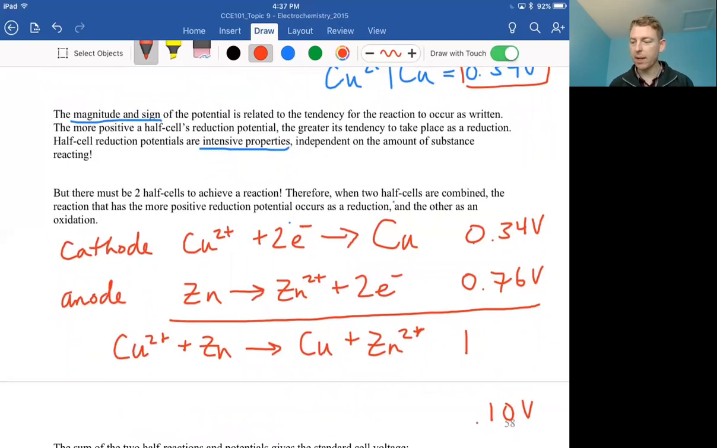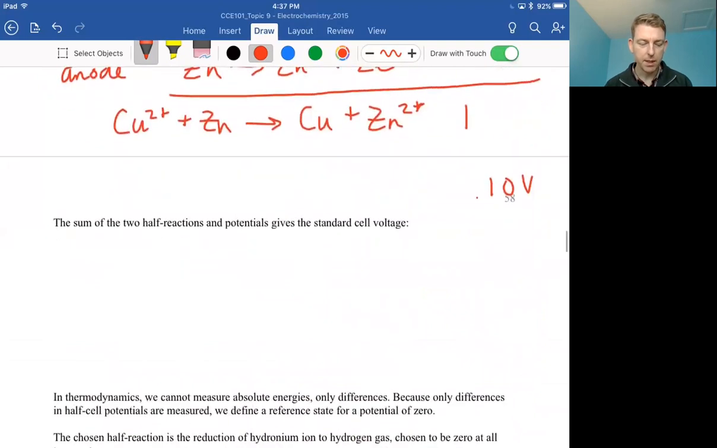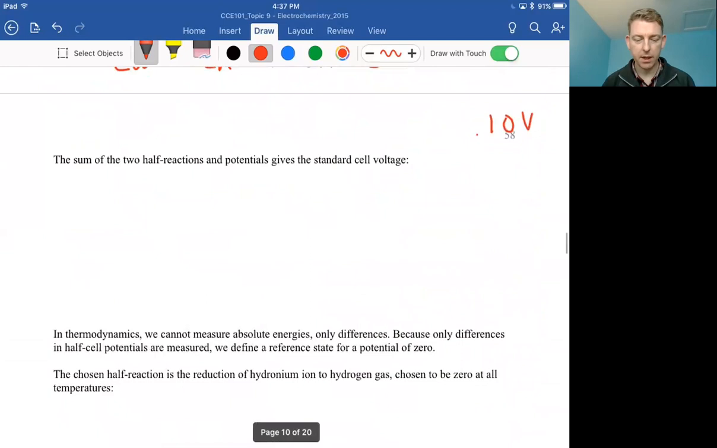So that's how we're going to add up the half cells. We see that the sum of the two half reactions and their potentials gives the standard cell voltage. I don't know why that traveled down the page with us, but that's fine.